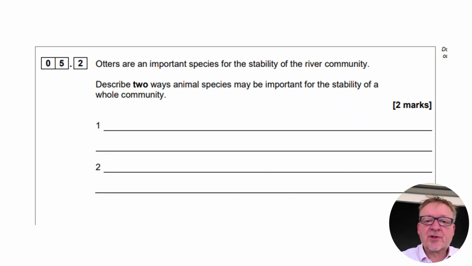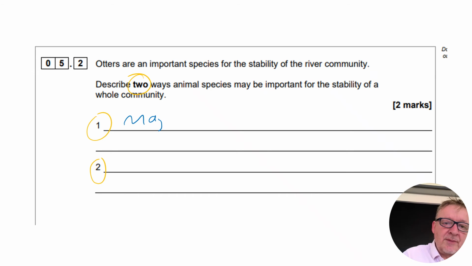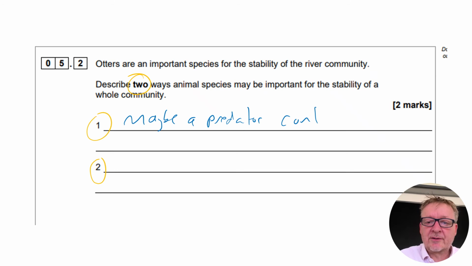Otters are an important species for the stability of the river community. Fair enough. Describe two ways animal species may be important for the stability of the whole community. So it doesn't necessarily mean just otters, but any animal species. Right, so we could have, let's change colour, I don't like that colour anymore. The animal may be a predator controlling prey population.